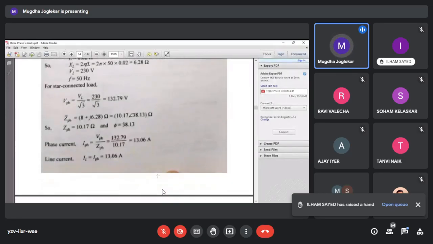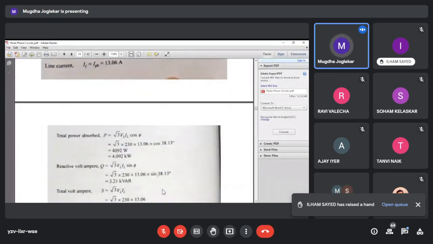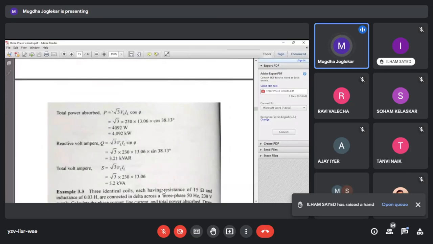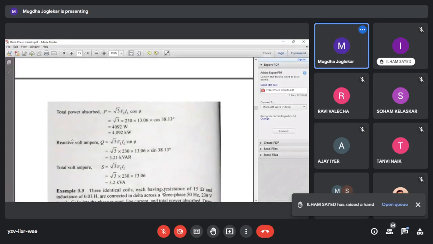Fine. So all of you just see here, total power absorbed is root 3 VL I cos phi, that is the same. Reactive volt ampere is Q, that is V into I sin phi. So for three phase, we write root 3 VL I sin phi. And total volt ampere means apparent power, it's V into I. So for three phase, it will be root 3 VL into I. Like that, you can find out the answers. So continue for these two, and then after 2 minutes, we'll proceed to the next problem.